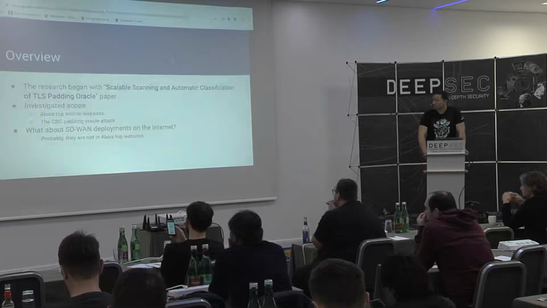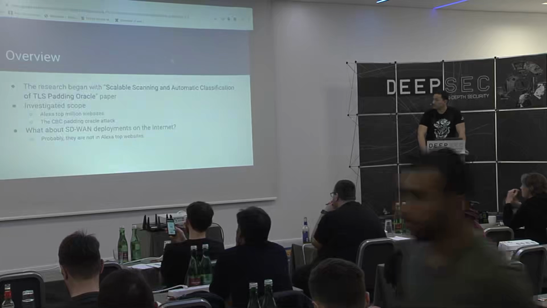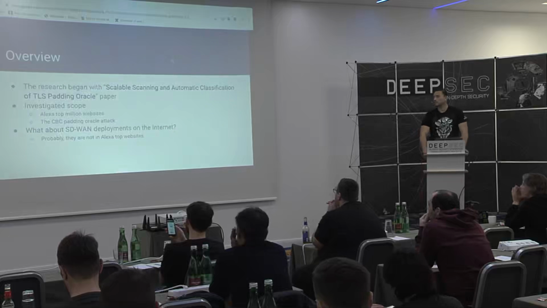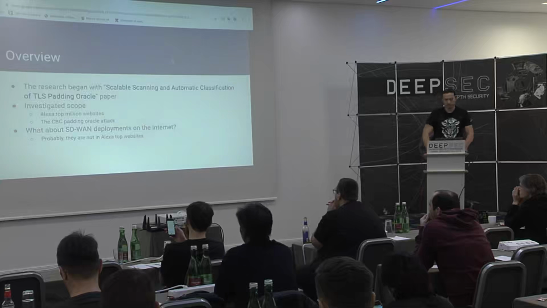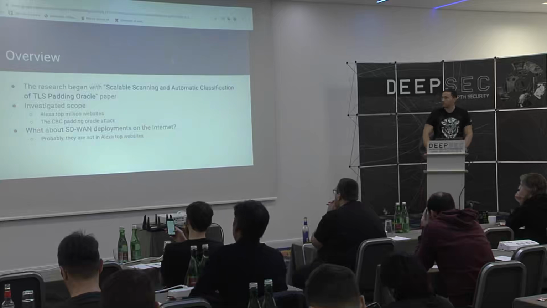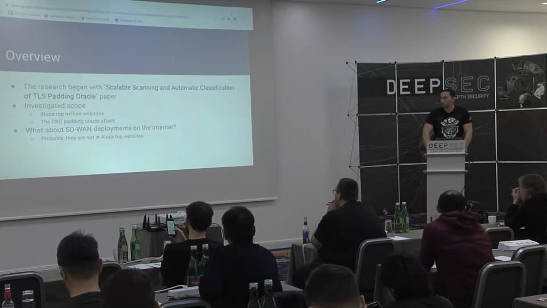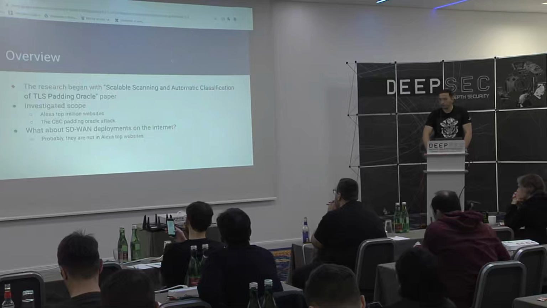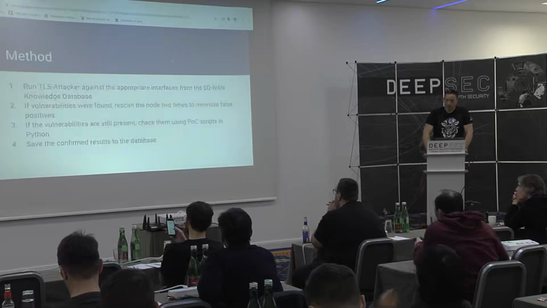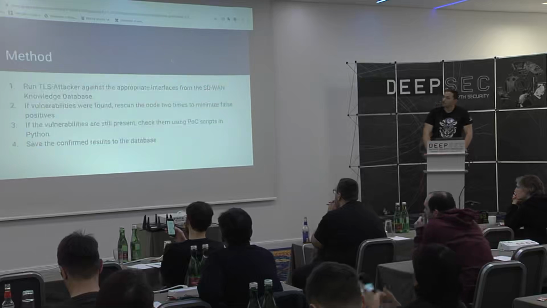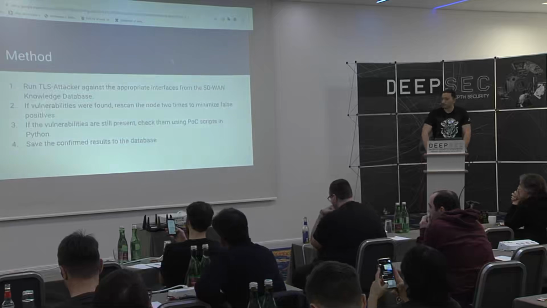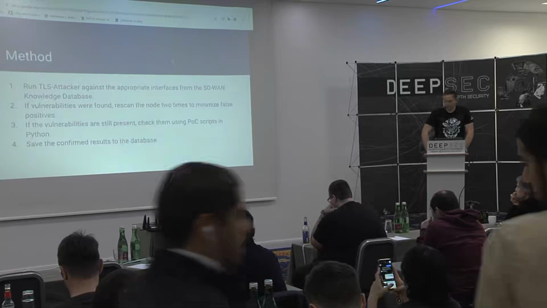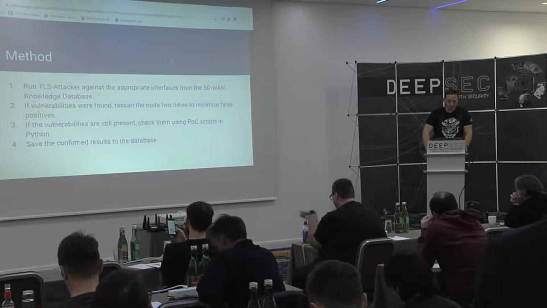Several months ago, a very interesting paper was published about statistics on TLS padding oracle attacks. And we decided to do the same research, but related to SD-WAN vendors on the internet, because probably these products are not in the Alexa top million websites. The method is pretty simple. We use the TLS-Attacker framework, and we used our SD-WAN knowledge database containing about 9,000 SD-WAN nodes.